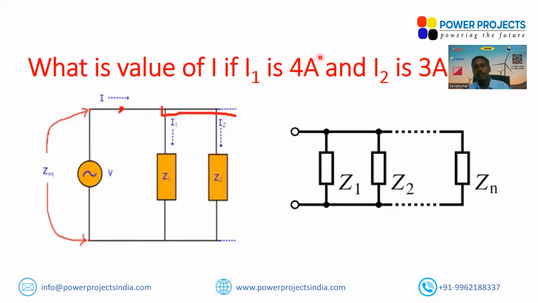If they have given 4 angle 0 and 3 angle 0, then the answer is 7. If they have given 4 angle 0 and 3 angle minus 90, then the answer is 5 angle minus 36.86, and so forth. So it's a vectorial sum. It is not a direct sum. Why am I stressing this important point?